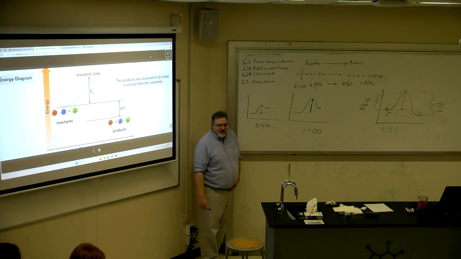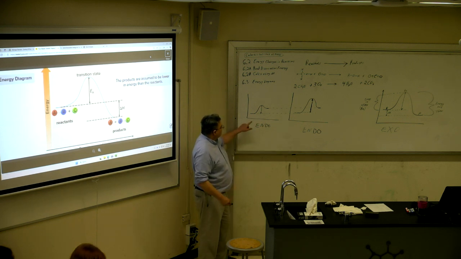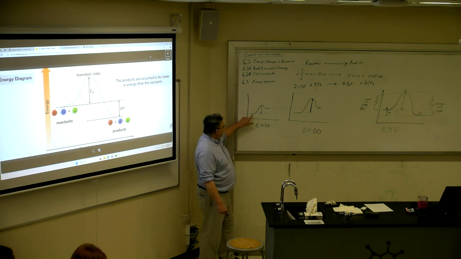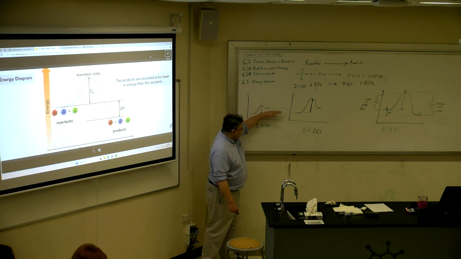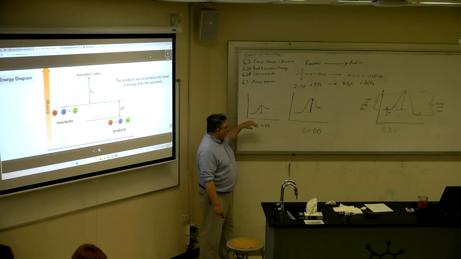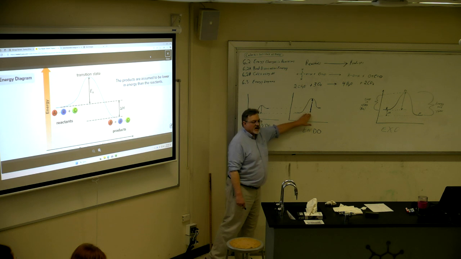So two more qualitative things you can look at. If you compared two things like this, you could say that, like I said, the reactants here are weaker bonds than the reactants here. And you can also say that this reaction has a stronger tendency to occur. And you could also say this reaction has a tendency to go faster than this reaction.